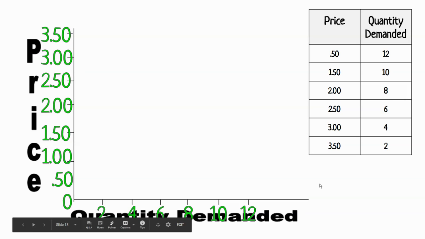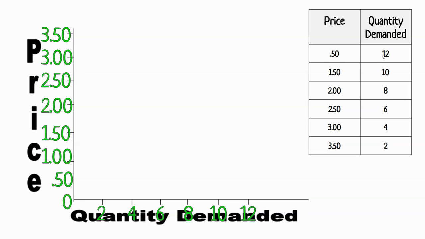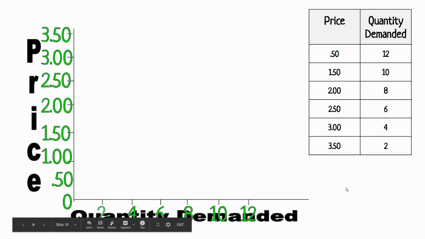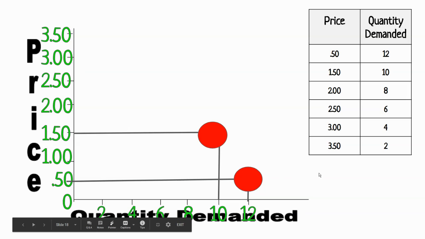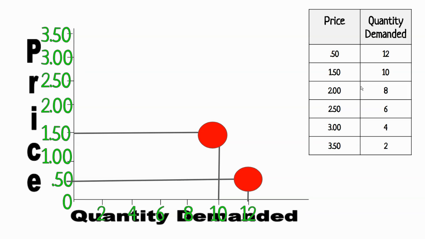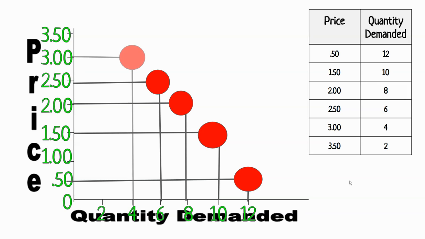All right. So based on this, if you'll notice at 50 cents, there are 12 demanded. So you would put a dot right there. And then at $1.50, you have 10. And I'm just looking at this right here. $2, you have 8, 2.50, you have 6, $3, you have 4, and at 3.50 you have 2.